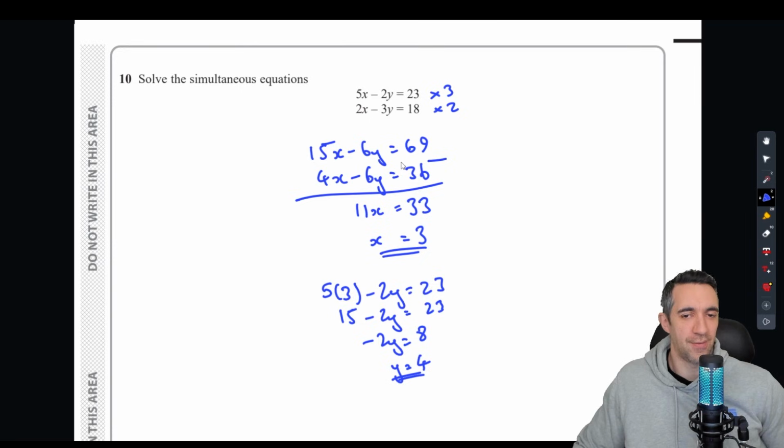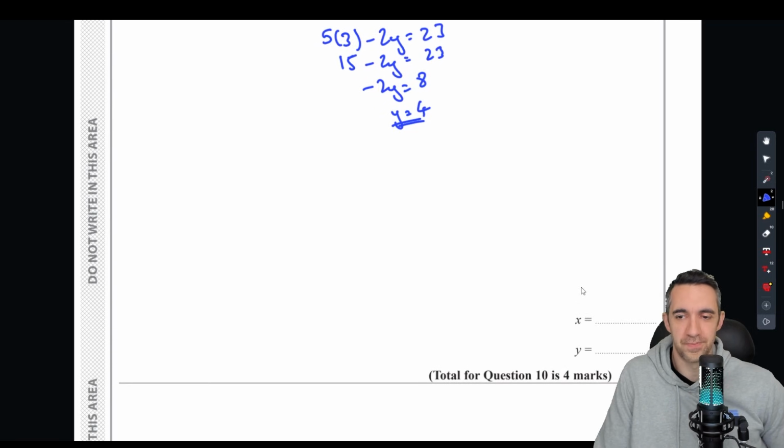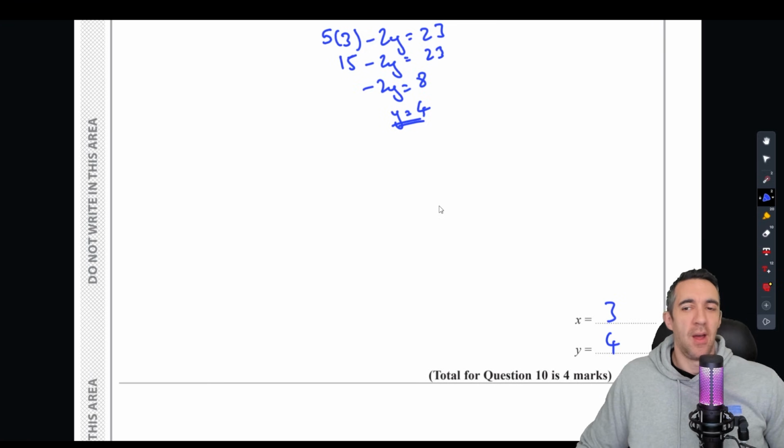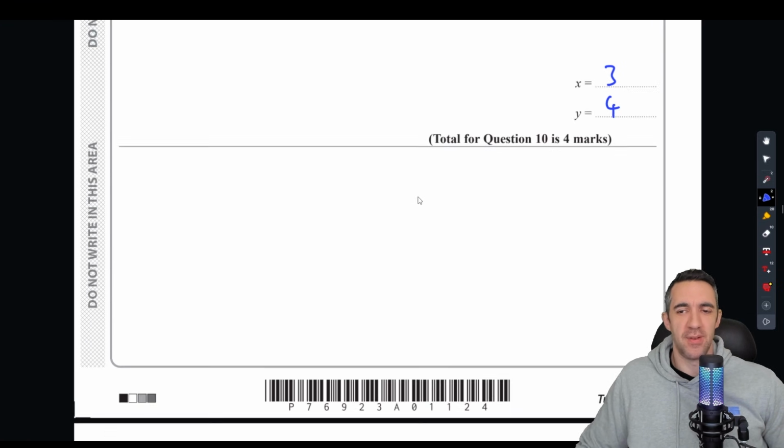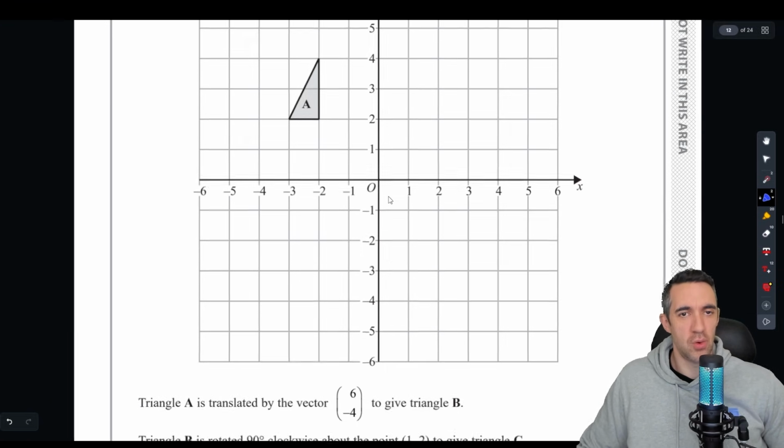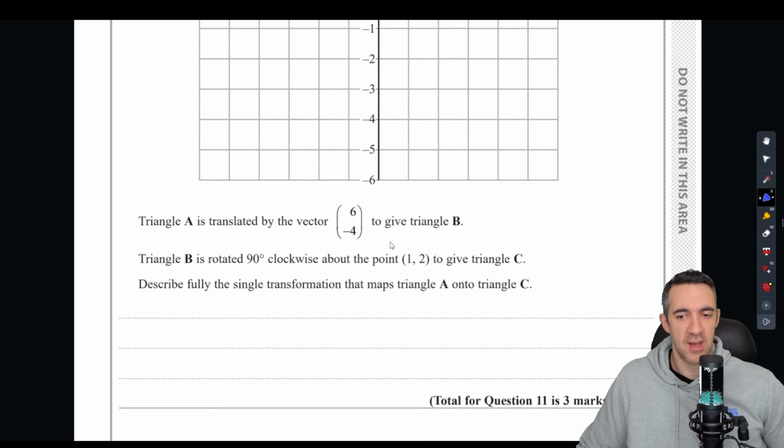I think that's a safe 3. Pretty confident with that one. We'll put our 3 and 4 in the answer space. I'm feeling good about that one. That one feels good. Definitely a 3. Got to be. Ooh, right, shapes. I can kind of see what's coming here. And a chance to get a couple of marks.